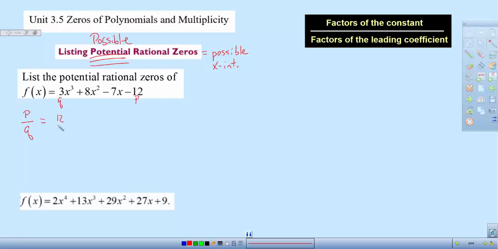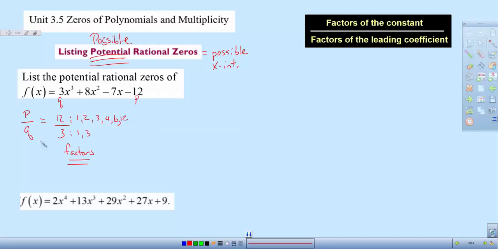So we put those over top of each other. So we say 12 over 3. And you could say negative 12, but you'll see we're going to do positive or negative in just a minute. And then what you do is you list out your factors. So you have to factor each one of those. So the factors of 12 are 1 and 12, 2 and 6, 3 and 4. The factors of 3 are 1 and 3.